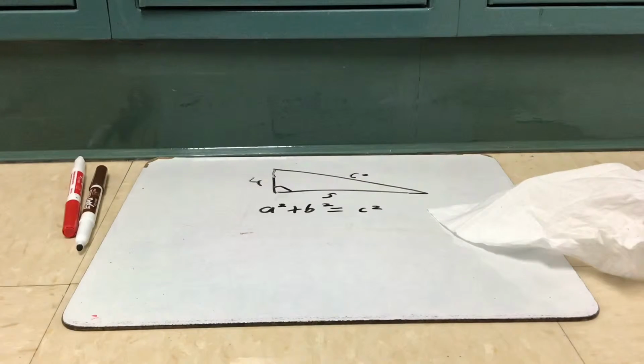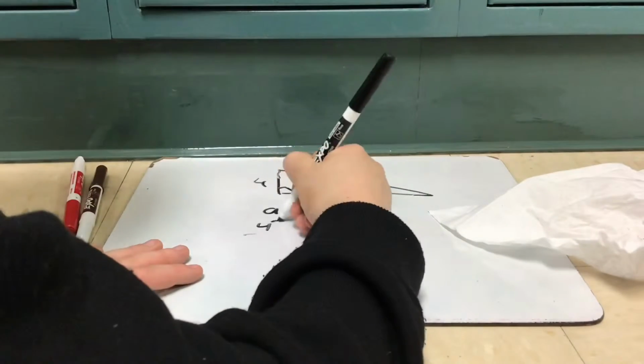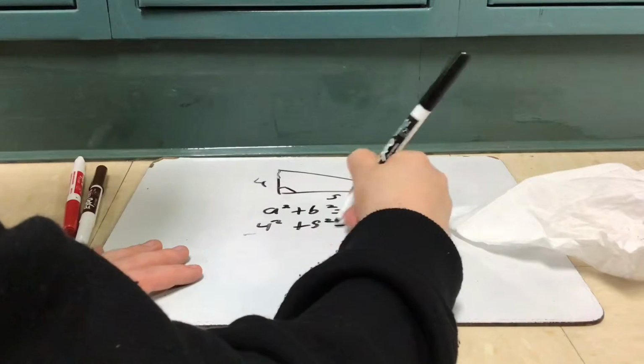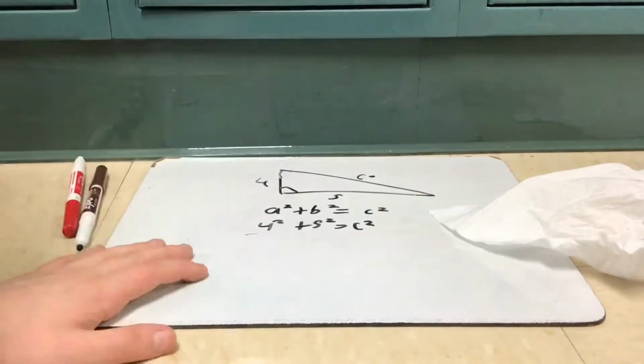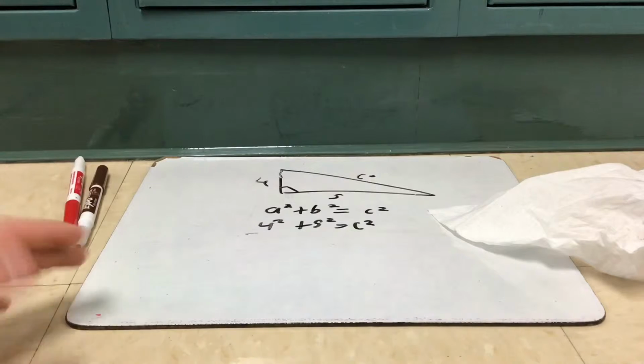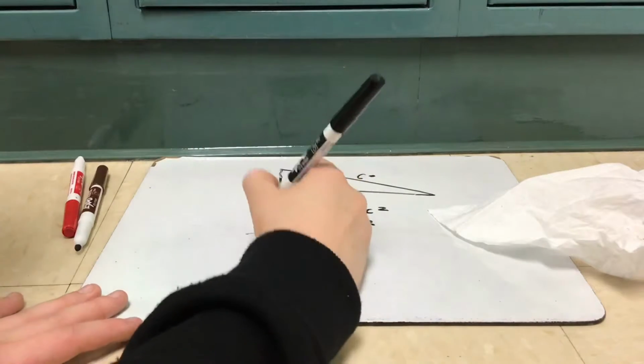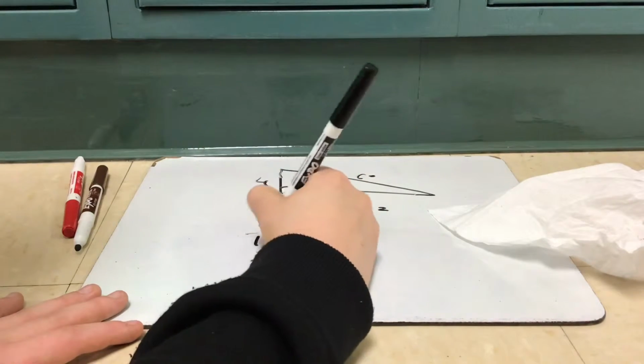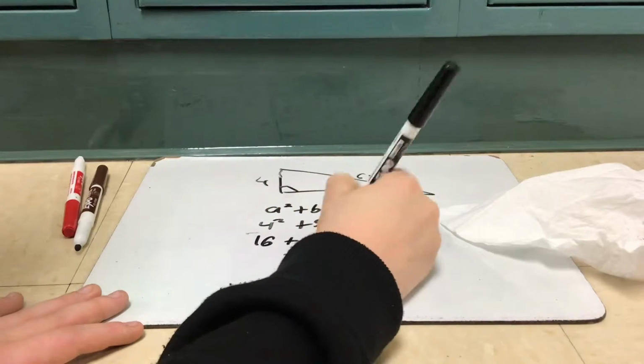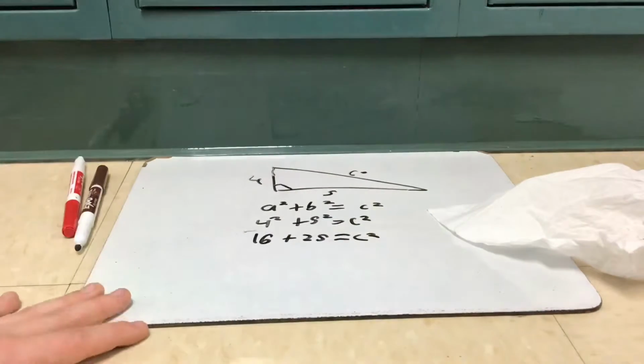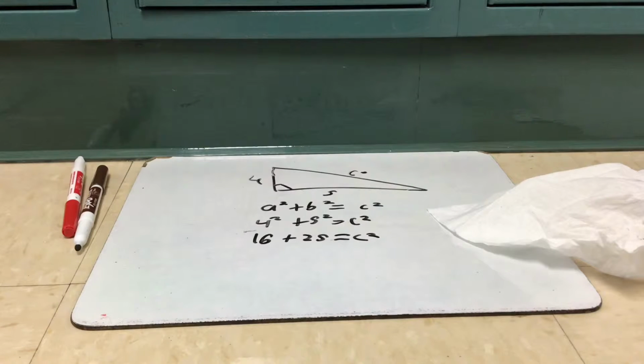Okay? Then we have to fill in the formula. You could have 4 squared plus 5 squared equals c squared, or 5 squared plus 4 squared equals c squared. It doesn't matter because both of them are the legs. So I'm just going to do 4 squared plus 5 squared equals c squared. Right? Now we have to square up the numbers. So that is 16 plus 25 equals c squared.